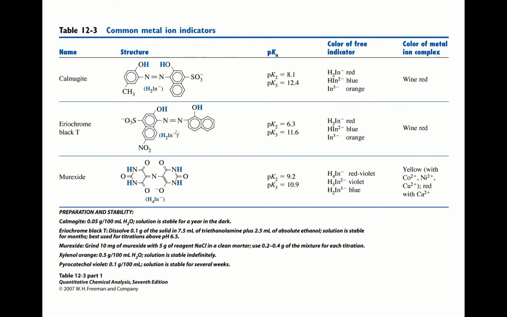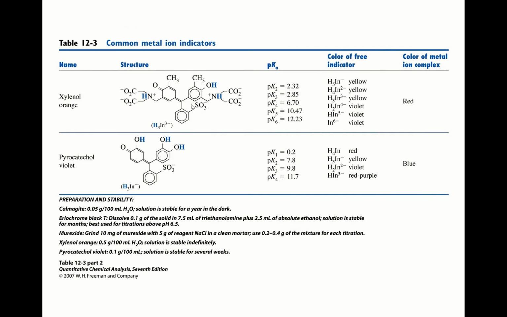Likewise, Eriochrome Black T is also a weak acid. As you see, these metal ion indicators can be used as acid-base indicators. And murexide, you just read the table, and there are others. Xylenol orange, the structure is more complex. It has pK6, and color changes. After the metal ion complexation, the color changes to red. Pyrocatechol violet also undergoes color change depending on the metal ion complexation.